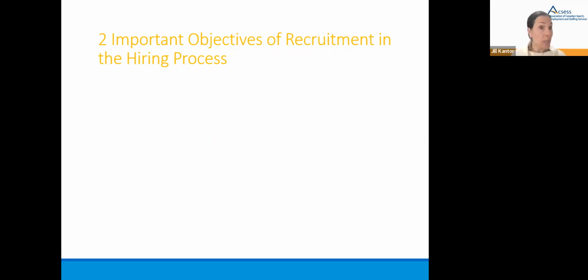But we also want to take a look at what the important objectives of recruitment are in the hiring process. If you're a recruiter or a search consultant, then you're obviously well aware that there are multiple objectives of recruitment when it comes to helping our clients through that hiring process. However, not all recruitment objectives are created equal. Just like everything else, some are more important than others, and it makes sense that the most important are the ones that lead most directly to success.